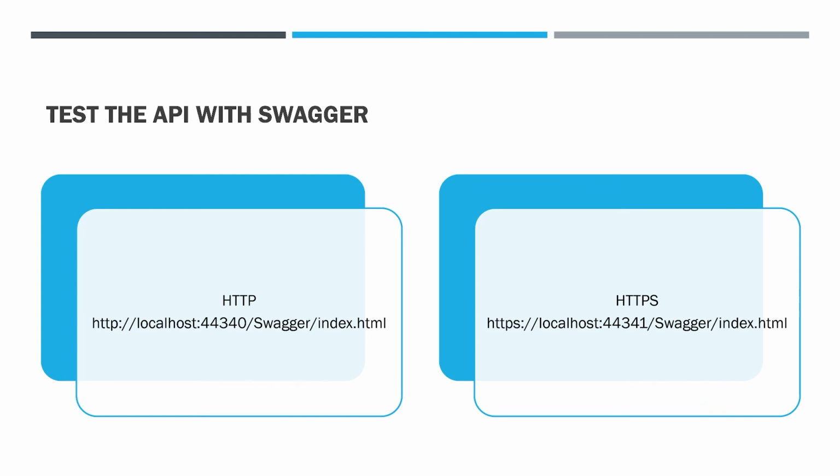In this video, we have now added a custom API to OWS 2, and it's available at these two endpoints. You can see the HTTP one is running on 44340, and the HTTPS is running on 44341.